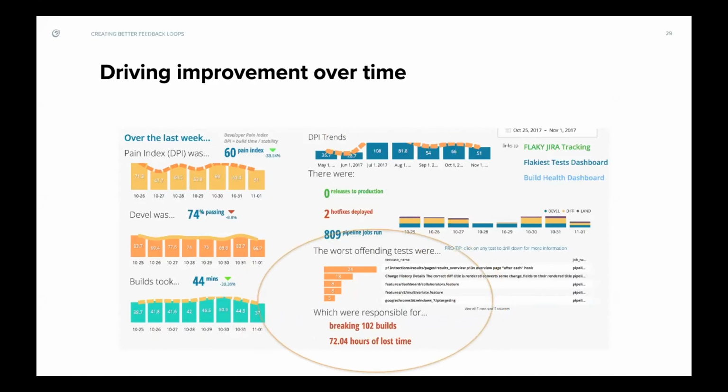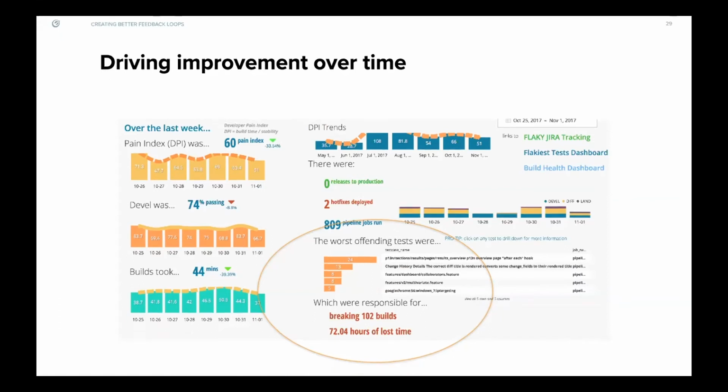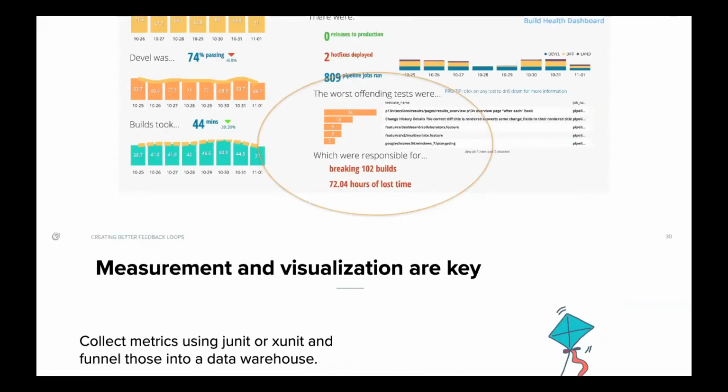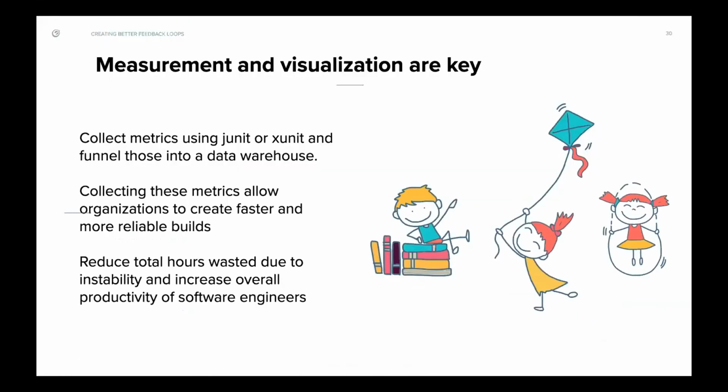So here, what I've been able to drill down into, from that equation I shared earlier, is that this week I had 102 builds that were broken, and this cost our team 72 hours of lost productivity. That's expensive. So moving along, measurement and visualization are key here.